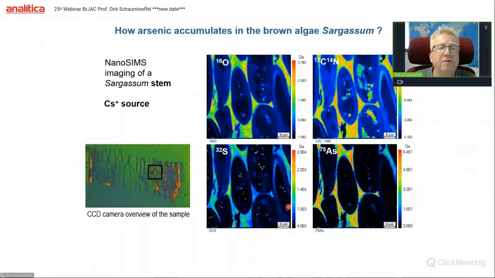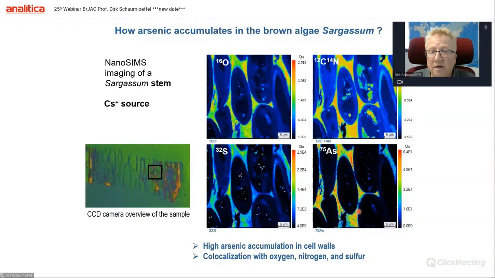And what we see here is an example from the stem with the cesium source. So we see here the cell wall. In the cell wall, we see the nitrogen, but also a lot of sulfur. And what is important, the cell wall is full of arsenic. It is inside of the cell. In some organelles, we see some arsenic, but the main arsenic concentration, what we observed in this project, is in the cell wall. And it's colocalized with sulfur and also nitrogen and oxygen. But important is colocalized with sulfur.